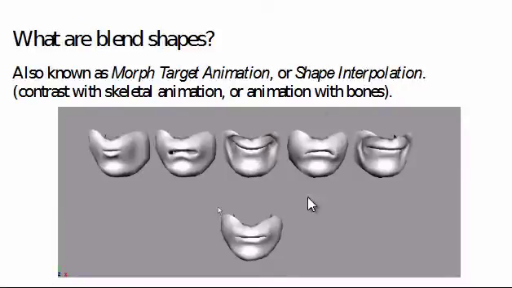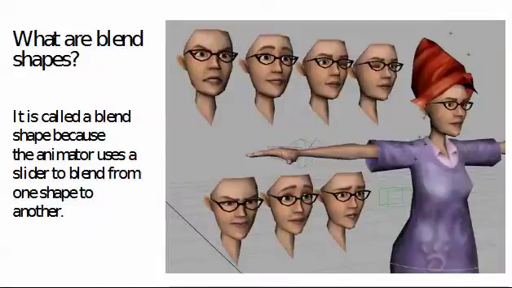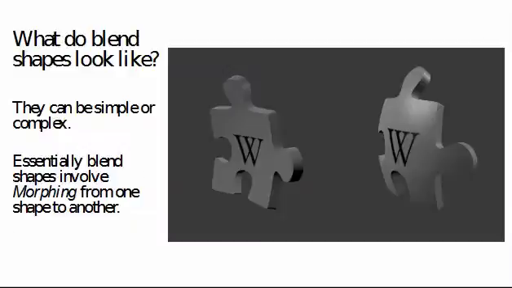Blend shapes are also called morph target animation, or sometimes shape interpolation. It's contrasted with skeletal animation, which is where you build the bones of an animal and then flex the bones. So here's another example. There's our base shape here. Here are a series of target shapes, and what the animator will do to animate these mouth shapes is blend from the base shape to the target shapes. And you'll have a slider to do that.